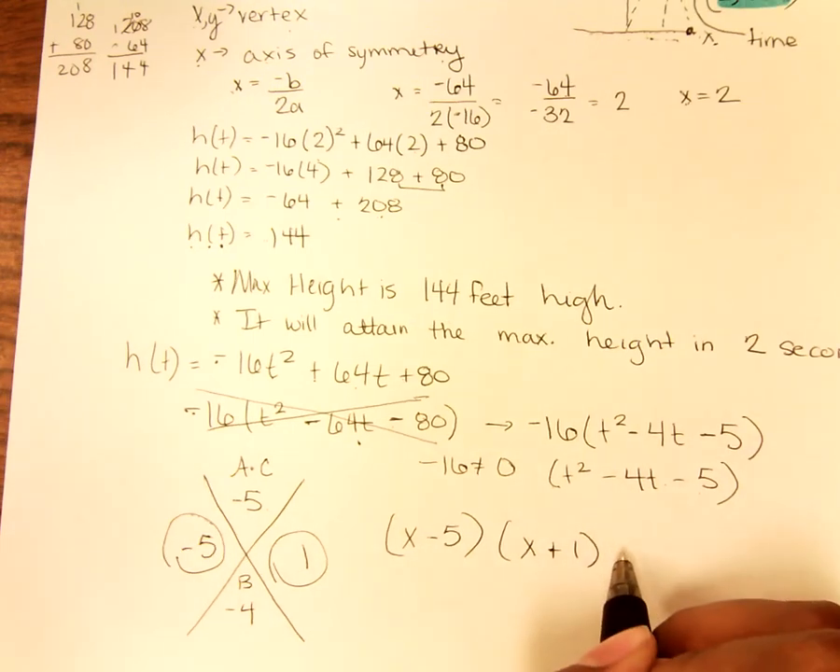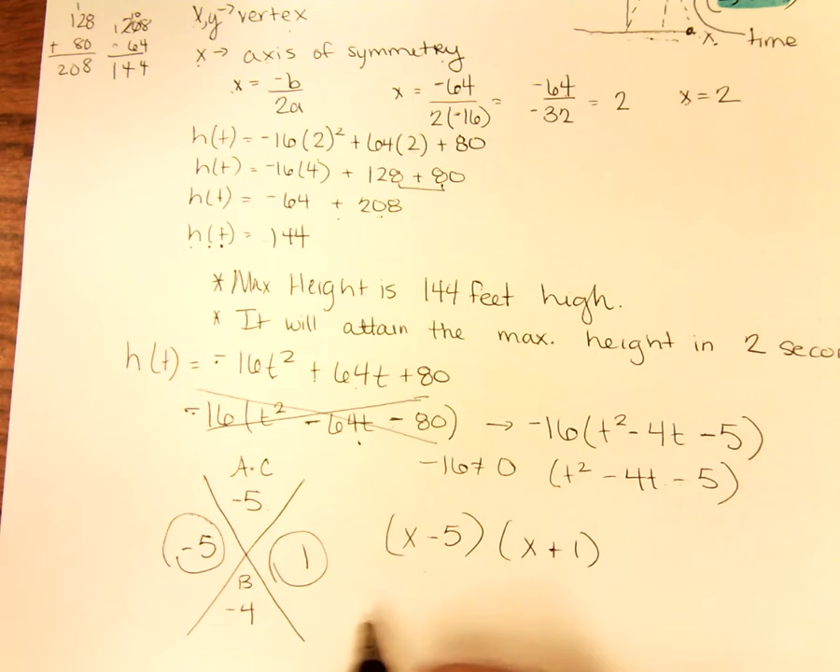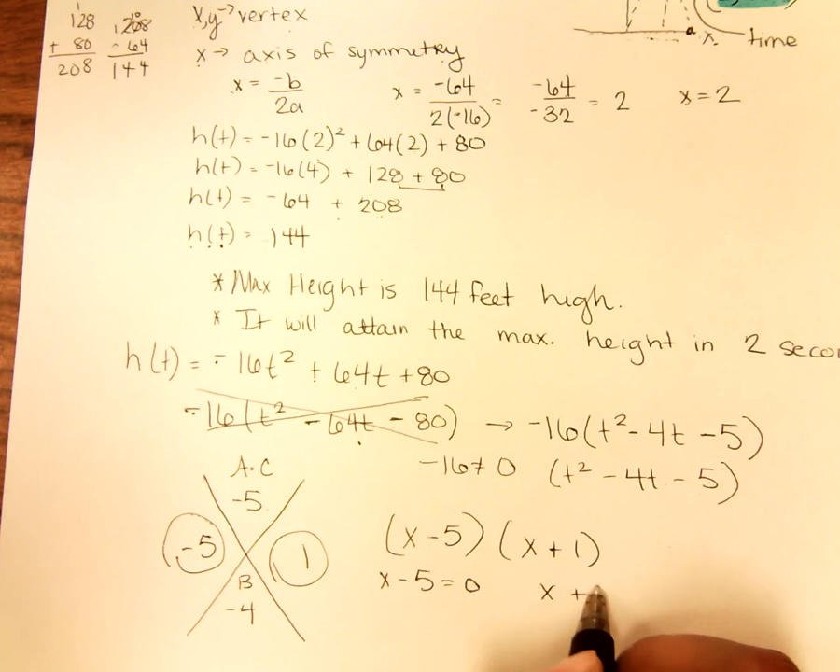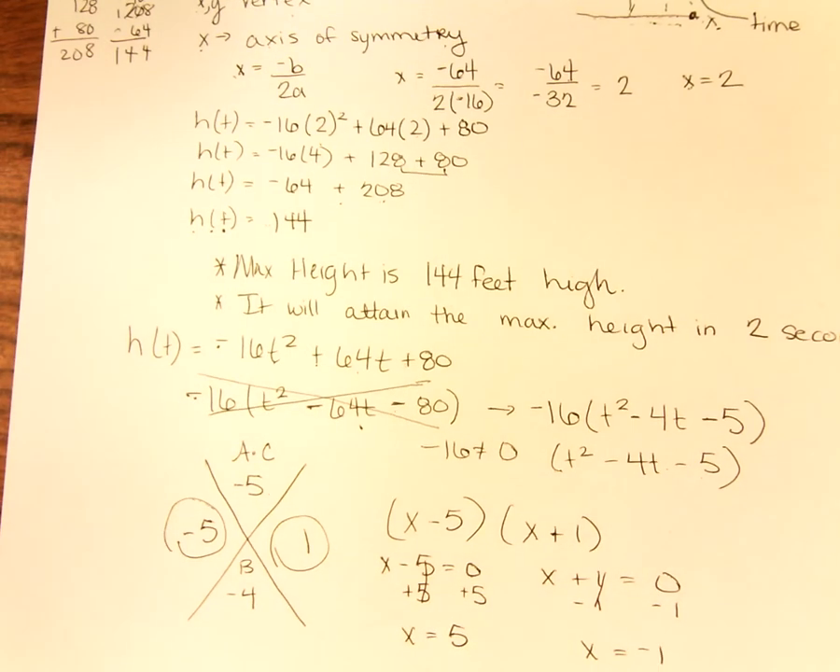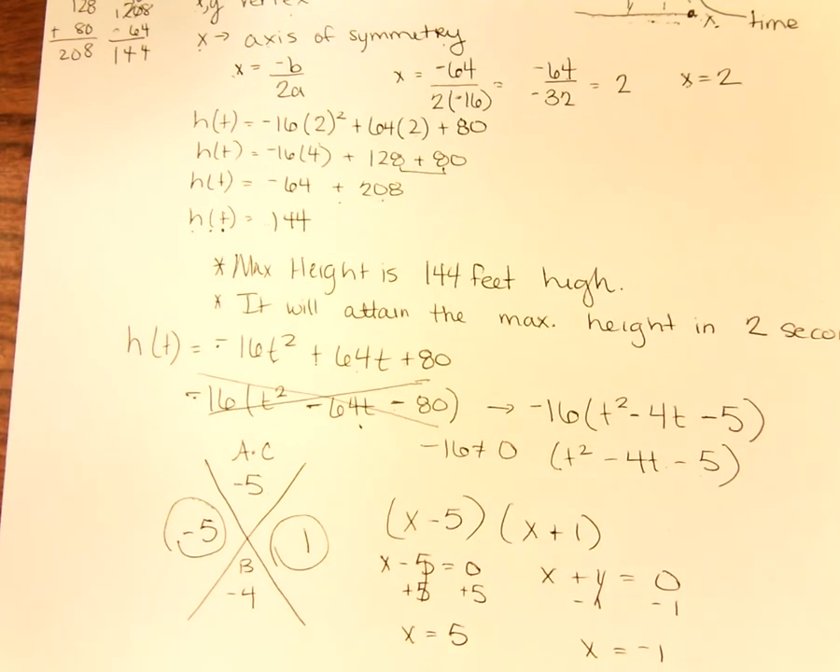And what I have to do now is set both of these equal to 0 and solve for x. X minus 5 is 0. X plus 1 is 0. For the first one, I'm going to add 5 to both sides. X equals 5. And for the second one, I'm going to subtract the 1. X equals negative 1. Now, only one of these can be my correct answer. I have x equals 5 and x equals negative 1.